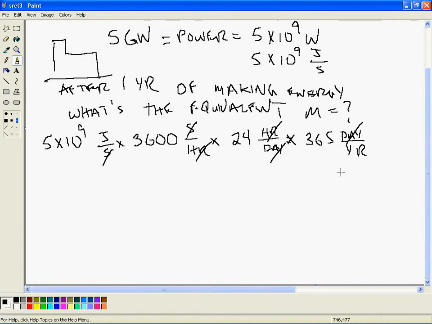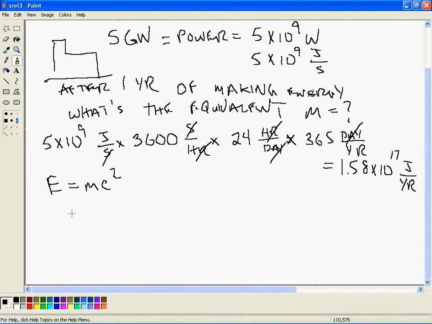Okay? Now, this turns out to be, by the way, 1.58 times 10 to the power of 17 joules per year. Okay? That's a lot of energy. Now, the question is, how much mass is that? Well, in order to take energy to mass, we need the equivalency equation, E equals mc squared.